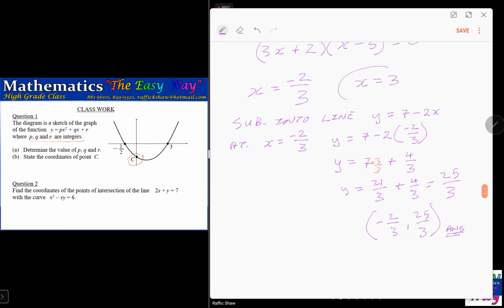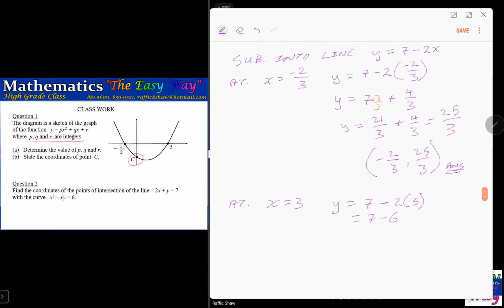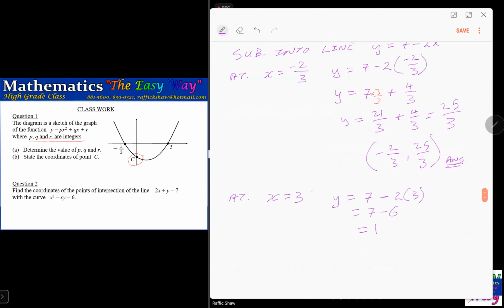The next one is where x equals 3. So at the point where x equals 3, I was substituting the 3 here to find what the y value is. Minus 2 times 3. 2 times 3 is 6, so that is 7 minus 6. Everybody knows that 7 minus 6 is 1. So when x is 3, the y value is 1 at the point. So the other point is where x equals 3 and y equals 1. That's the other point of intersection.